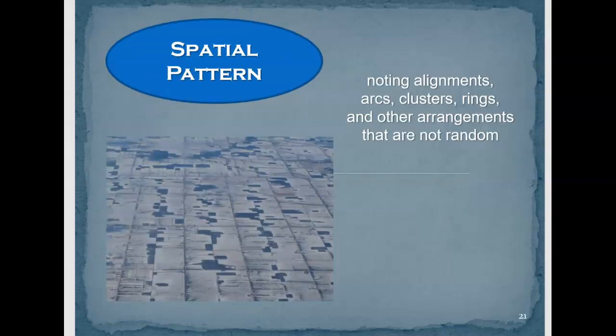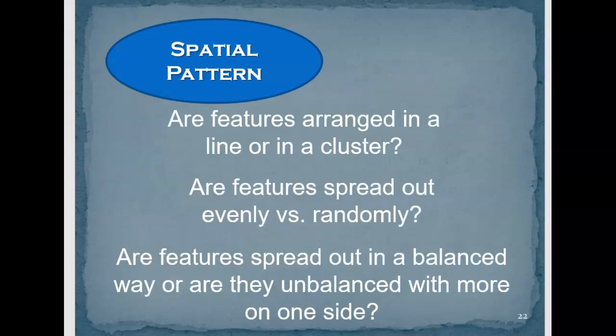Spatial pattern. In spatial pattern, we're noting alignments, arcs, clusters, rings, any other arrangements that are not random. We're looking for patterns in geography. Are there any features that are arranged in a line or a cluster? Are the features spread out evenly versus randomly? Are the features spread out in a balanced way, or are they unbalanced with more on one side? Geographers are going to use these patterns to help them answer questions or even pose questions.